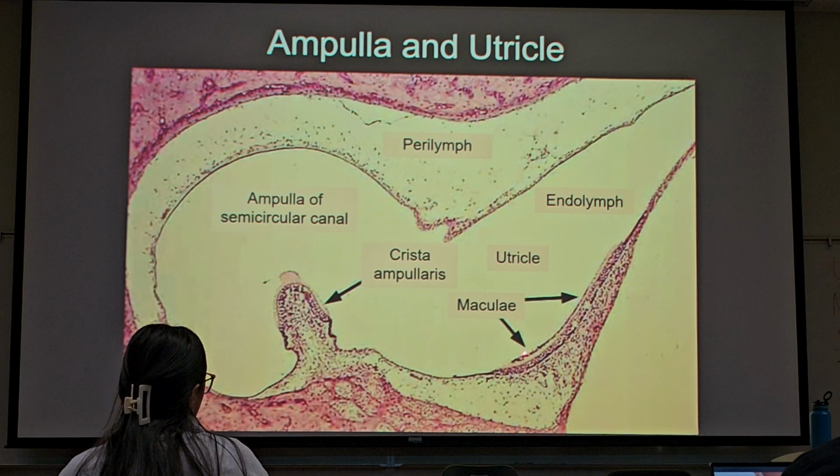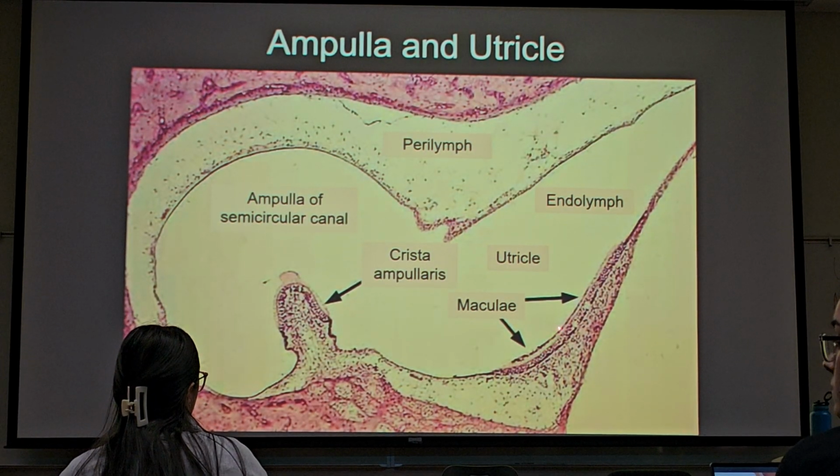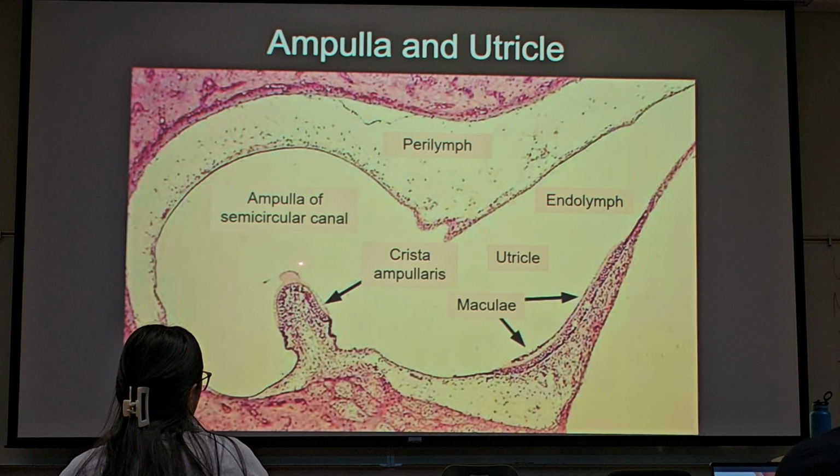Oh, what do we find in the utricle? There's the macula. We have that otolith membrane resting on top of the stereocilia and kinocilium of the hair cells. Here we're going to be detecting a different type of equilibrium. Okay? All devoted to detecting equilibrium.